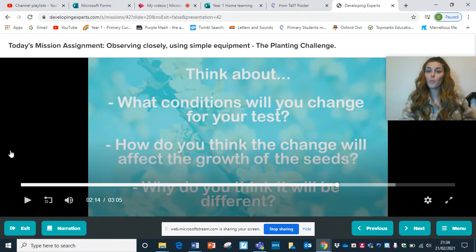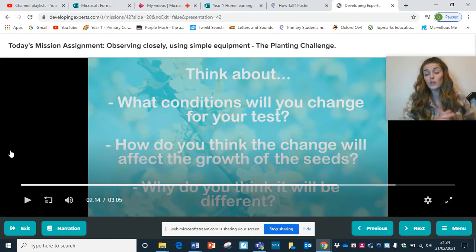So here are some questions. What conditions will you change for your test? Remember, you just want to change one of them. How do you think the change will affect the growth of the seed? How will it help it grow, or will it stop it from growing? And why do you think it will be different?